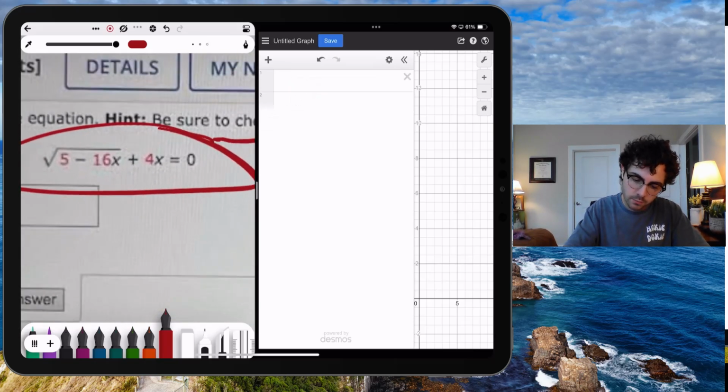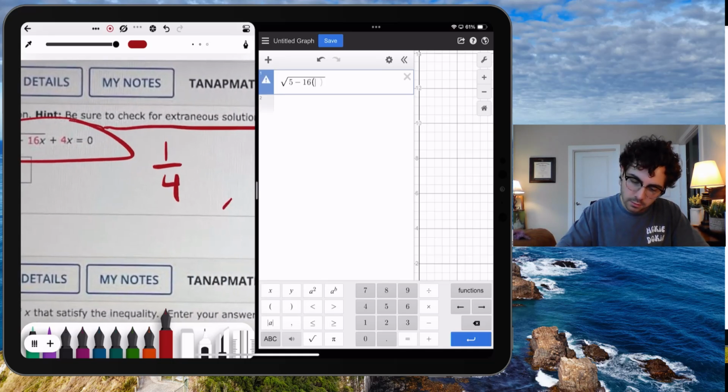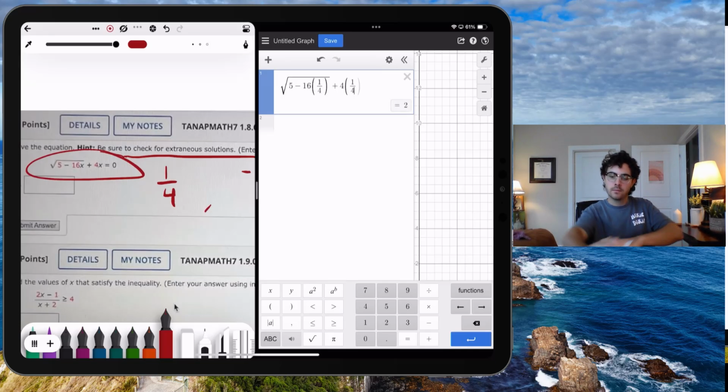So this equation, let's use a's. So we'll do 5 minus 16a, or we could just plug it in. We'll do it like this. I forget this is an option sometimes. 1/4, and then outside the square root, we add plus 4 times x, which is 1/4. So notice we are getting 2.